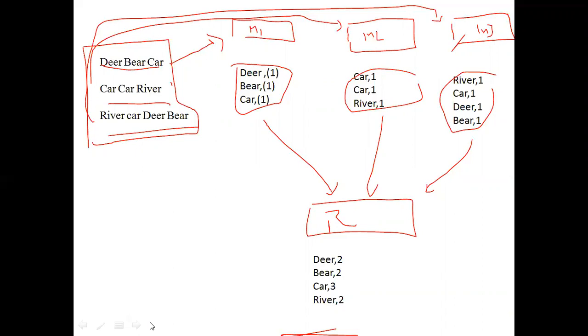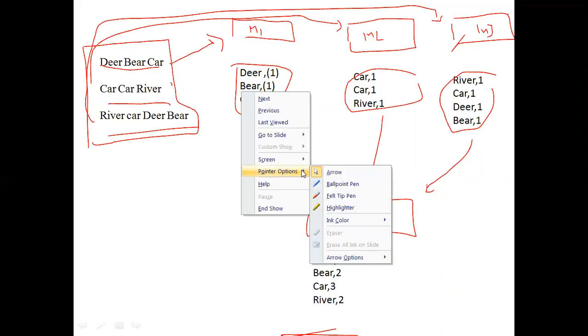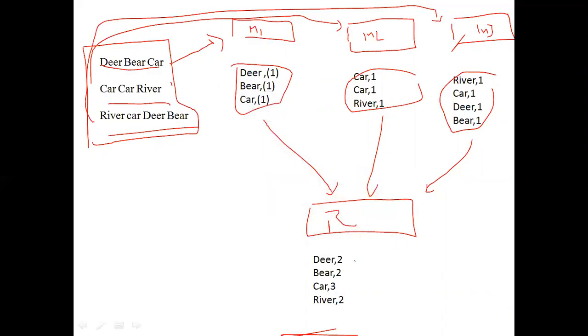We will get the output. The output we will get is this one. Finally, we will get this output. Here, observe: in this example, how many words are there in input split one? Three words are there in input split one.